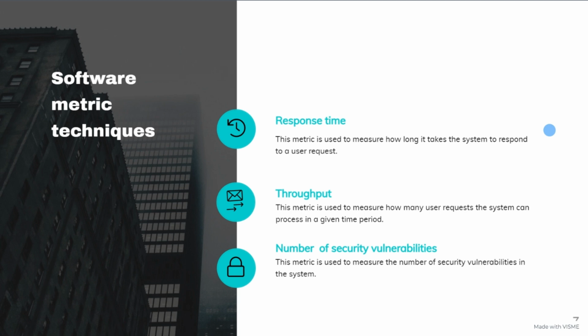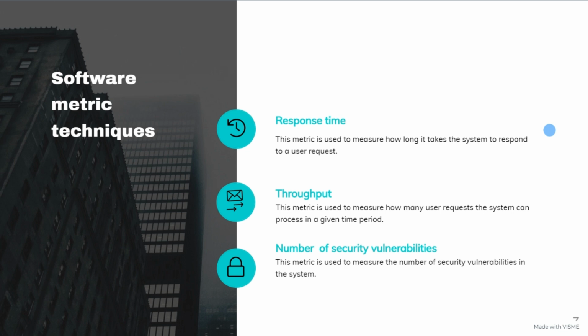So the first one is response time. This metric is used to measure how long it takes the system to respond to a user request. A lower response time indicates a more performant system, which is true. The response time can be measured using tools such as Apache JMeter, which we'll be discussing later.